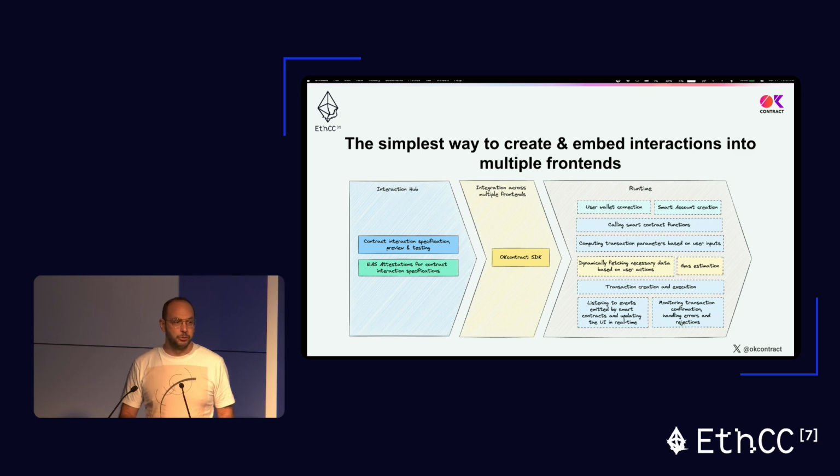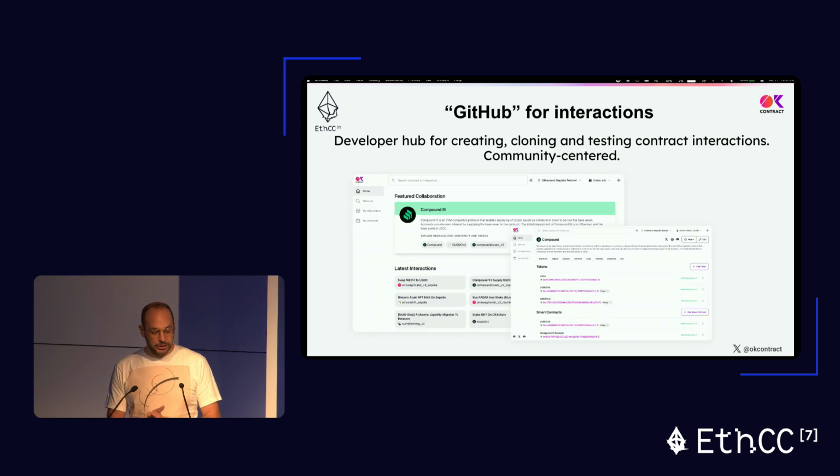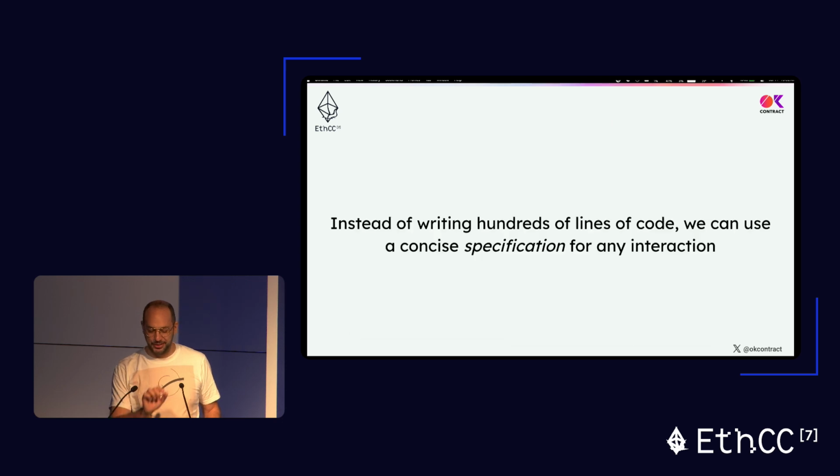How do we need to manage from all this front end, the RPC nodes, some private APIs, which in the case of frames is the frame server, because behind each frame you have a frame server, which is usually an AWS instance. So we solve it by building a first part, which is what we call a kind of hub, so a GitHub if you want, for interactions, a way to create, clone, experiment with contract interactions. And as you'll see, it will be community-centered.